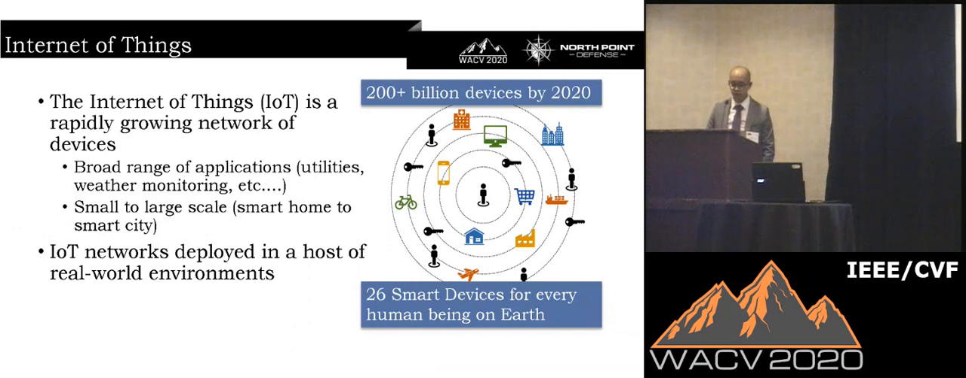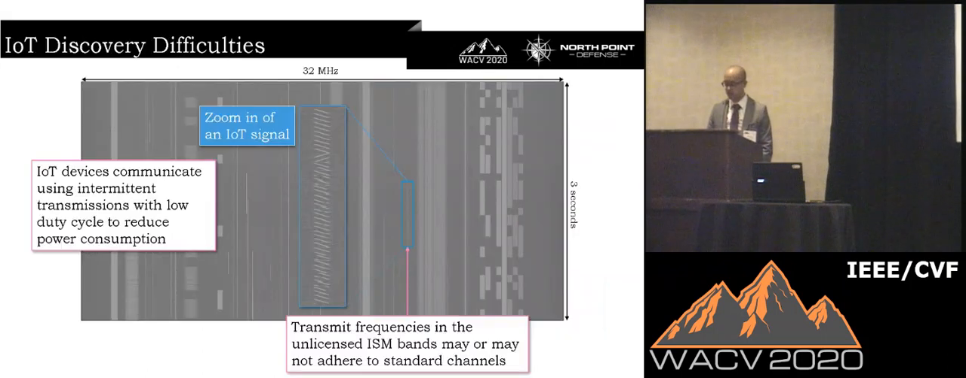So Internet of Things, or IoT, is a rapidly growing network of devices with a broad set of consumer to commercial applications, with over 200 billion devices projected to be installed by 2020. And with the ubiquity of such devices, it's going to be hard to catalog all of these.